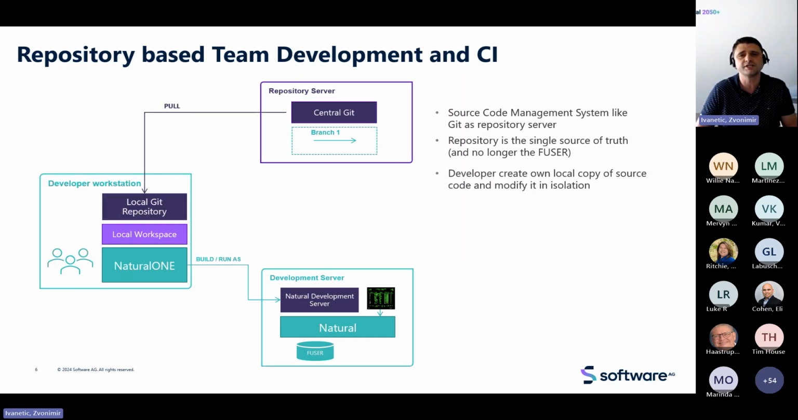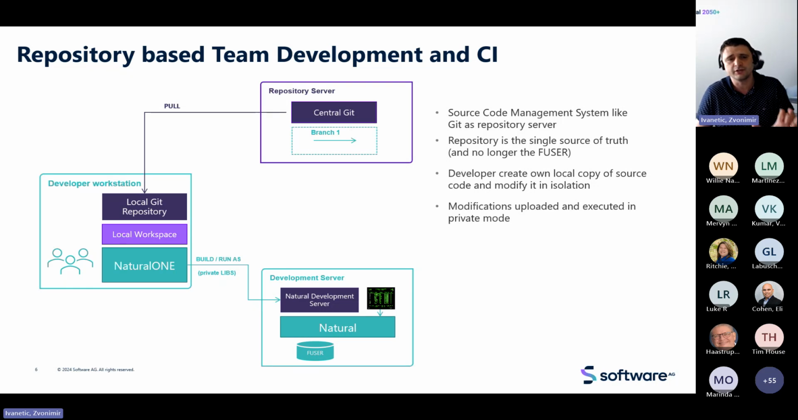And in the way to work as a developer, you are usually pulling the changes not from the F user anymore on your backend server, on the development environment, on the mainframe, but you pull it from the repository server, working with a local Git repository that we could see in the last session, also where it is located. And with this local Git repository, you are making your changes inside of your local workspace and then commit it to the repository.